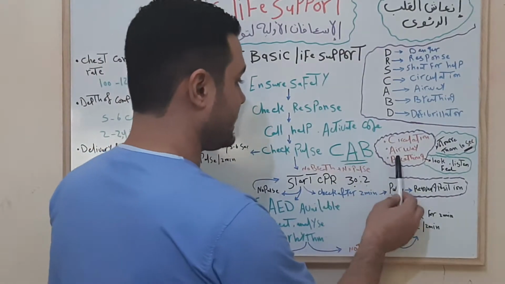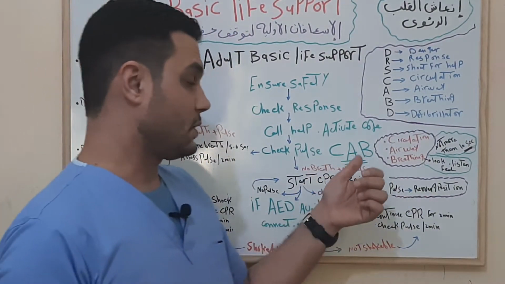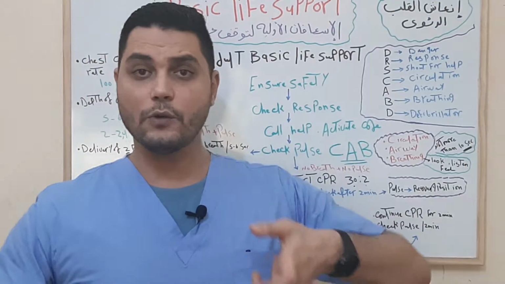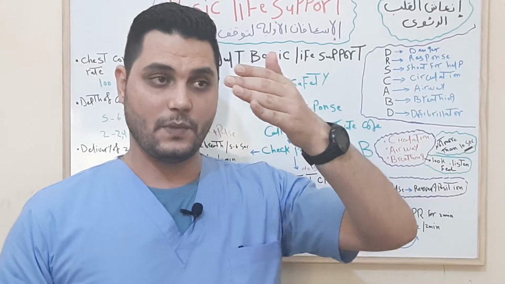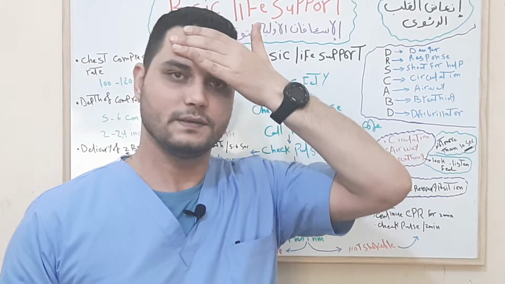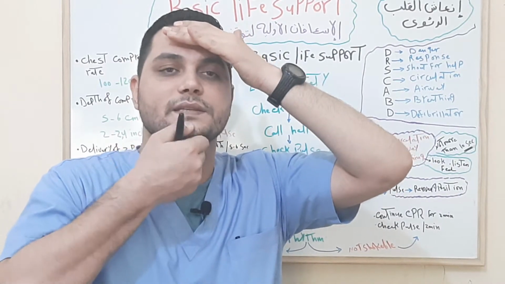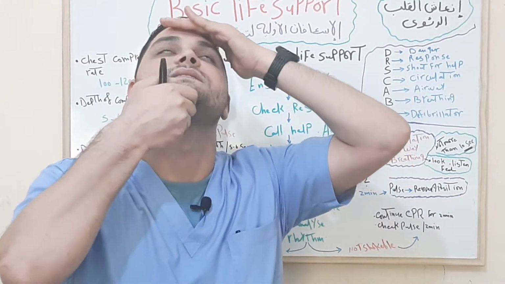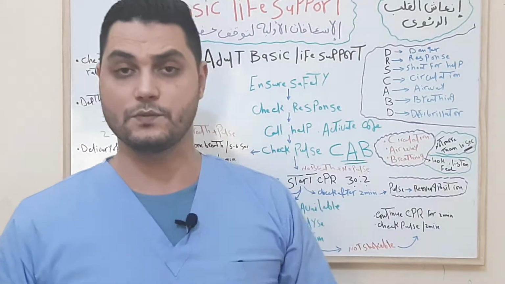The second thing is airway. You will check the patient's airway. We have two methods to open the airway for the patient. The first one is head tilt, chin lift. In this method, you will put one hand on the head of the patient and the other one on the chin of the patient. So you will do like this, and open the airway of the patient to check if there is any obstruction or not.